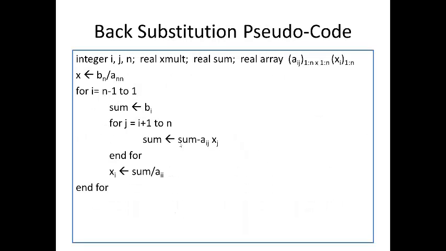So the back substitution pseudocode looks like this, and again we're keeping track of that running sum and working our way back up so that we can use that running sum in the computation of further x sub i's, working all the way back up to x1.